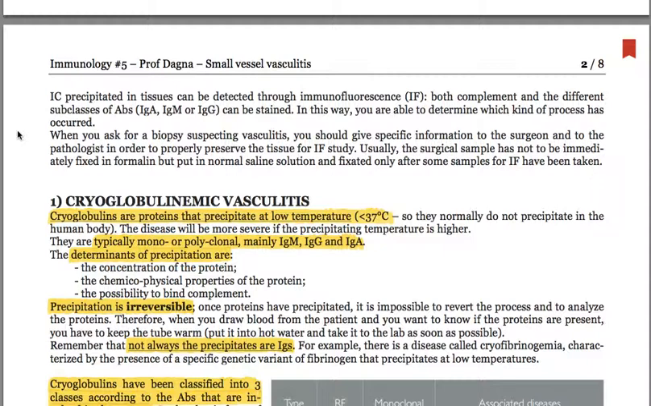When you request a biopsy suspecting vasculitis, you should give specific information to the surgeon and to the pathologist in order to properly preserve the tissue for immunofluorescence study. Usually, the surgical sample is not immediately fixed in formalin, but put in normal saline solution and fixed only after some samples for immunofluorescence have been taken.